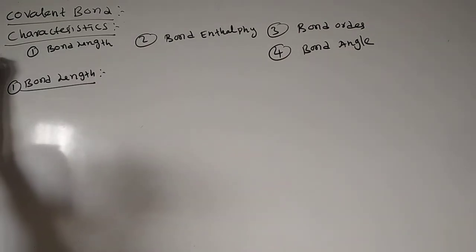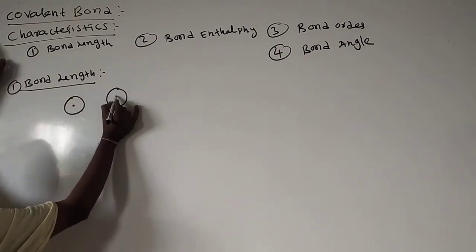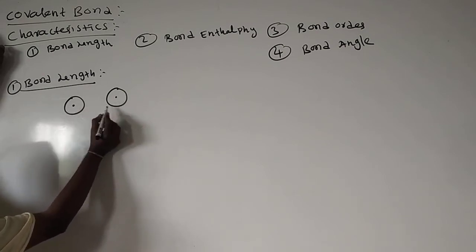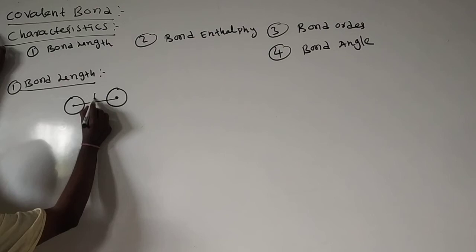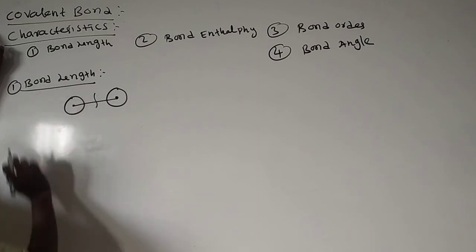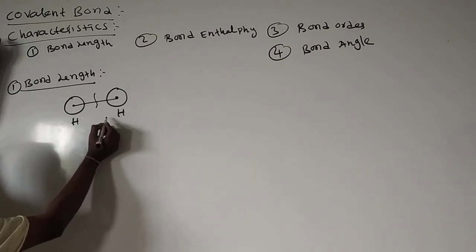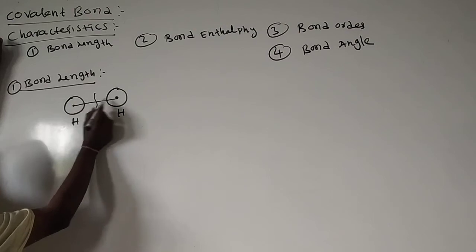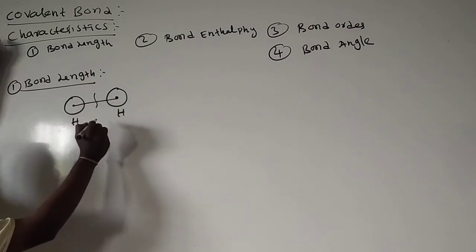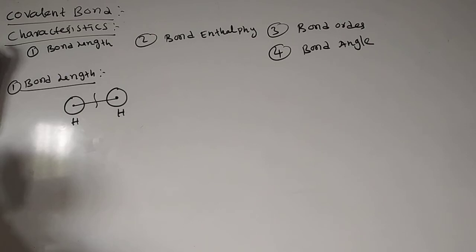Okay, half of the distance between two covalently bonded atoms, the distance between two atomic nuclei, we call as bond length. Suppose it is a hydrogen nucleus, and these two are covalently bonded hydrogen nuclei. Here the half of the distance, or the average distance between two nuclei of covalently bonded atoms, we consider as the bond length.